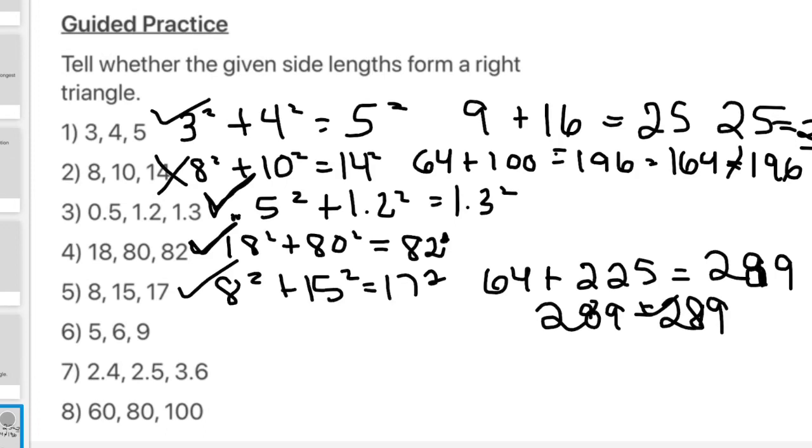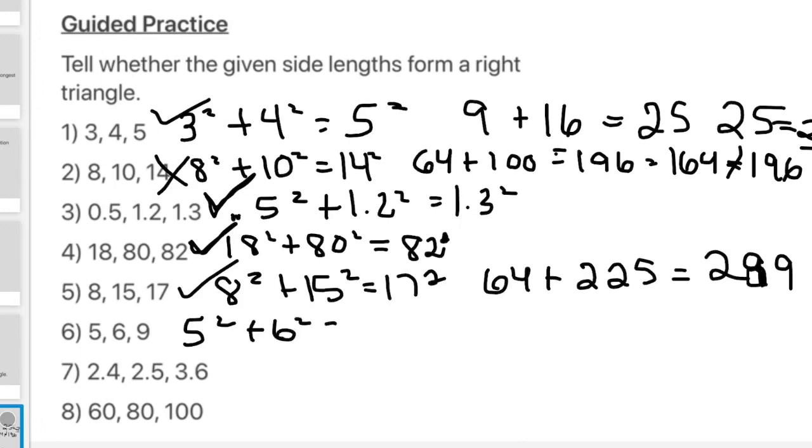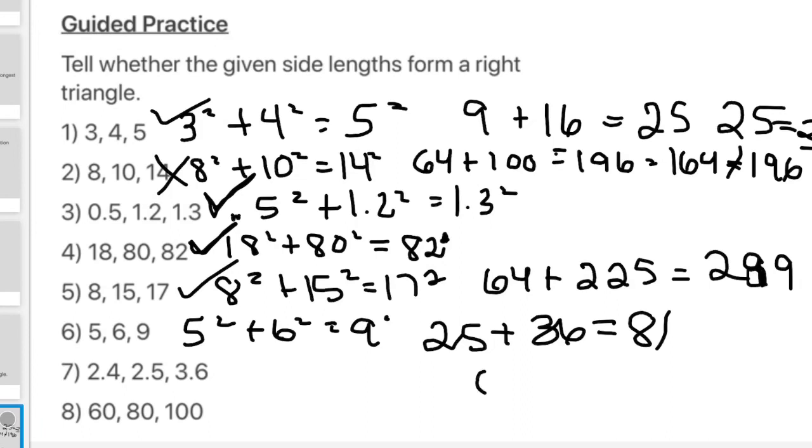Pause the video and try number 6 on your desk. Number 6 is 5 squared plus 6 squared equals 9 squared. 5 squared is 25. 6 squared is 36. 9 squared is 81. We can add 25 and 36 to get 61, which does not equal 81. So this does not form a Pythagorean triple.